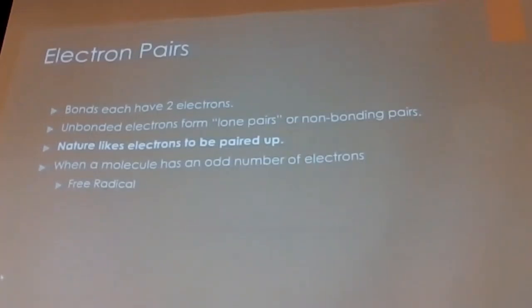So mostly free radicals don't happen a whole lot in nature. There are a couple of pollutants that are free radicals. So nitrogen and oxygen will combine in a couple of different ways to form odd numbered electrons. So nitrogen monoxide is 5 outside electrons, valence electrons from the nitrogen, and 6 from the oxygen. So you have 11 total. So that's a free radical.